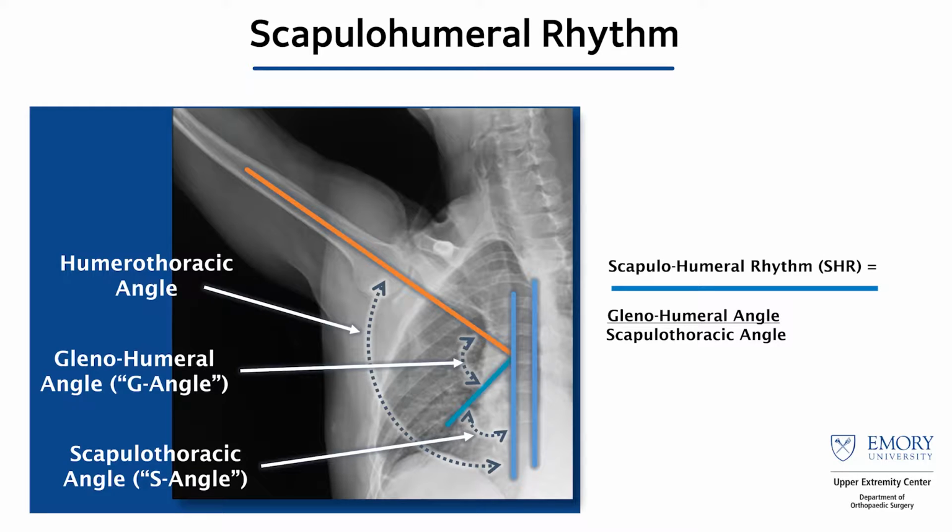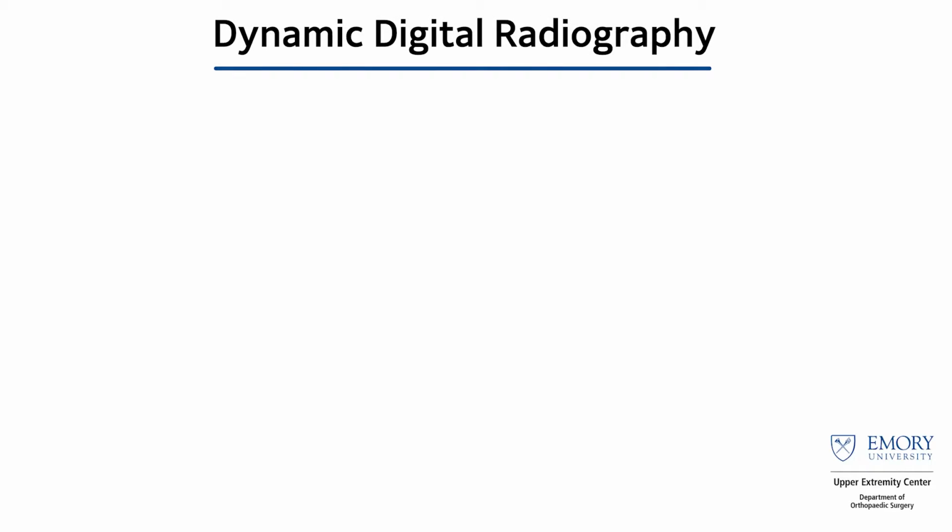This equation came up in 1934. They didn't have any ability to obtain images. They didn't even have x-rays at that point. But scapulohumeral rhythm is looking at glenohumeral motion over scapulothoracic motion. And we've started quantifying this in multiple settings.